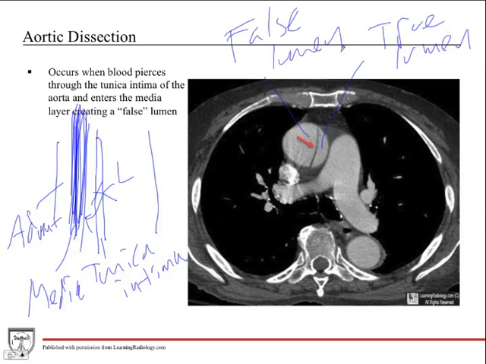And this is an important thing to note, because there's a very good chance you could see an image like this on either your class exam or a board exam for sure. And you may be asking, now, why is the false lumen bigger than the true lumen? Now, what you need to remember here is that there's a tear in the intima here, and then blood is leaking into the tunica media.